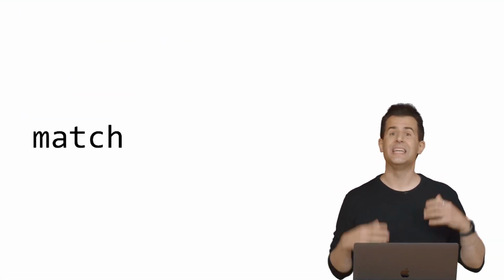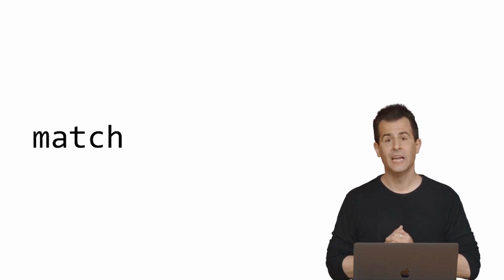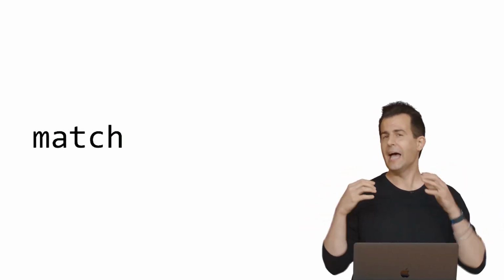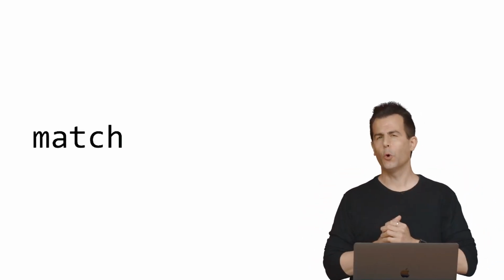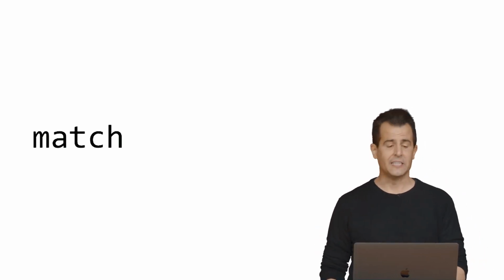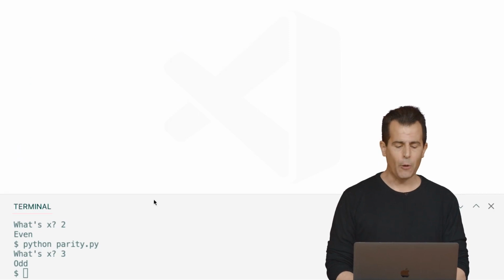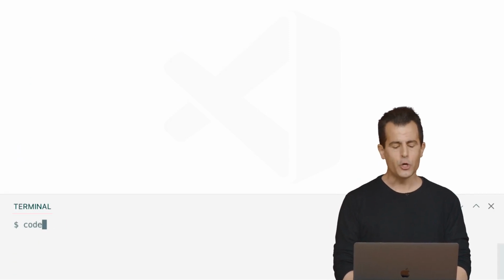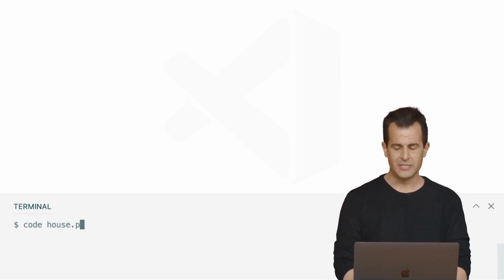And the keyword that you can now use in recent versions of Python is called this, match. Match is a mechanism that, if you've programmed before, is similar in spirit to something called switch in other languages. For instance, let me go ahead here and close out parity.py, and let me go ahead and create a new file called house.py.